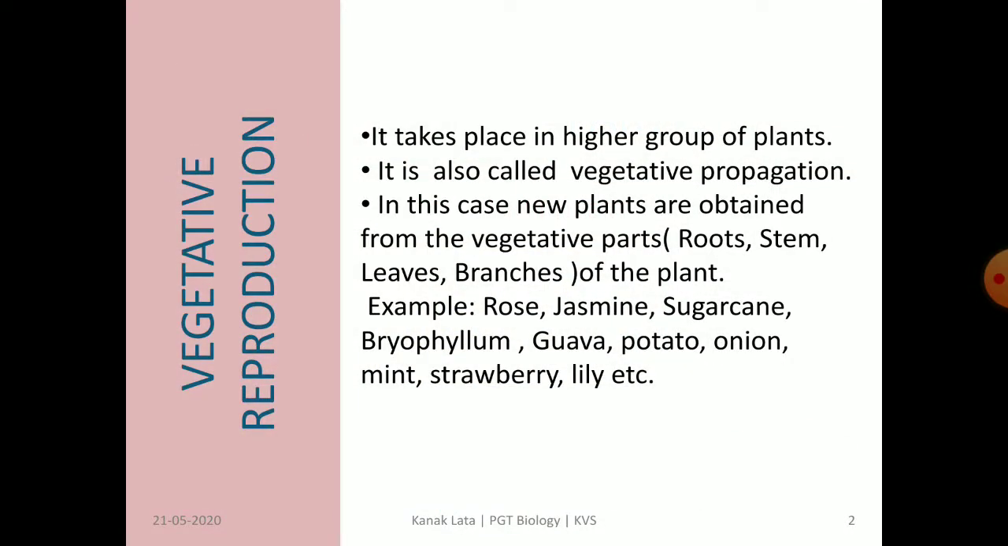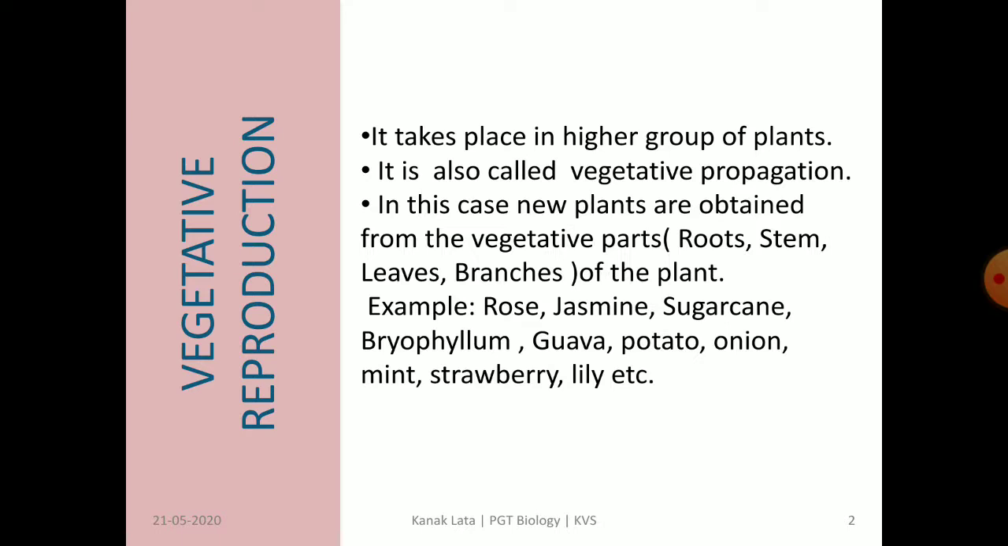First topic is vegetative reproduction. Vegetative reproduction takes place in higher group of plants and it is also called vegetative propagation. Now the question arises, why is it called vegetative propagation? Because in this mode of reproduction, only vegetative parts of the plant, that is root, stem, leaves and branches, take part in the reproduction.